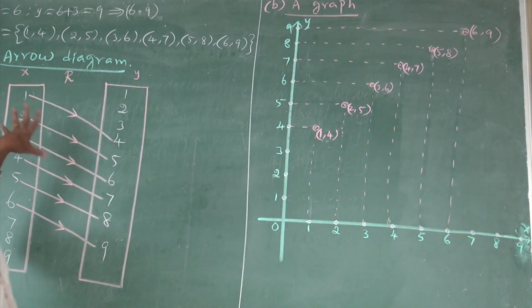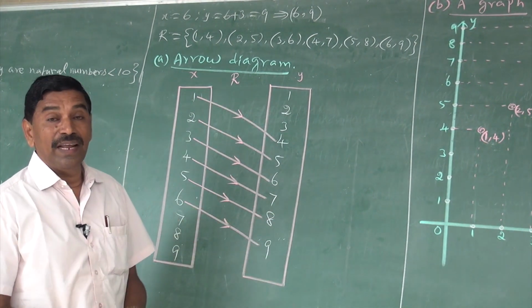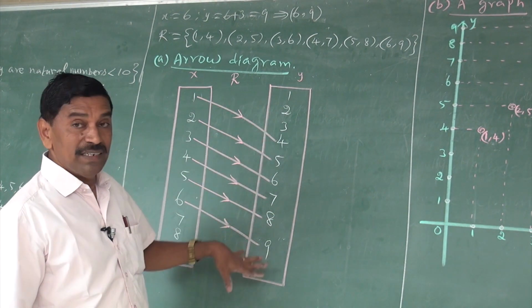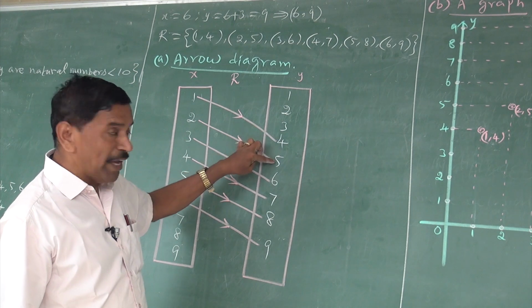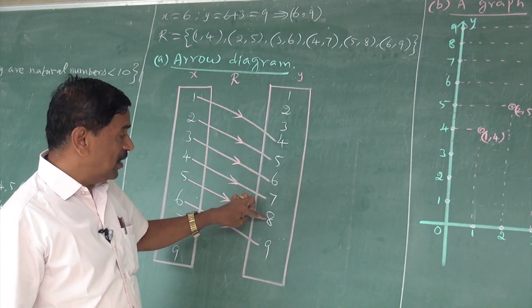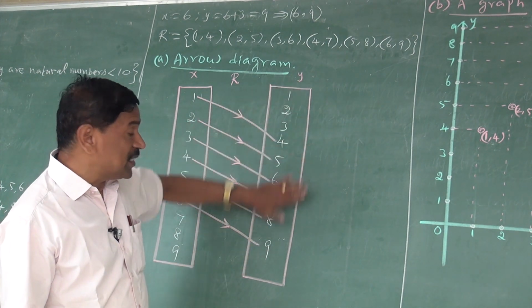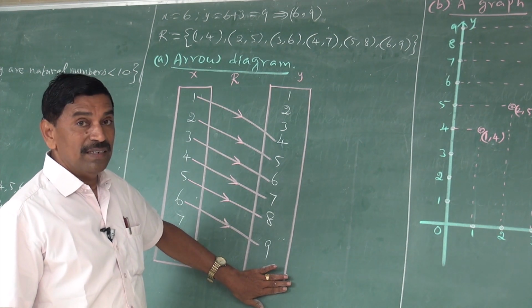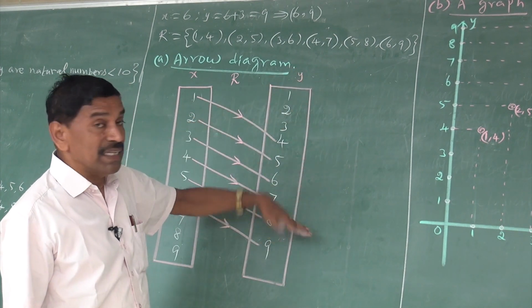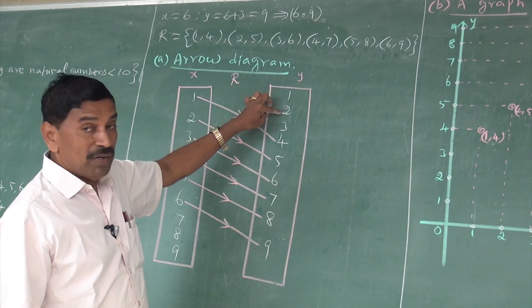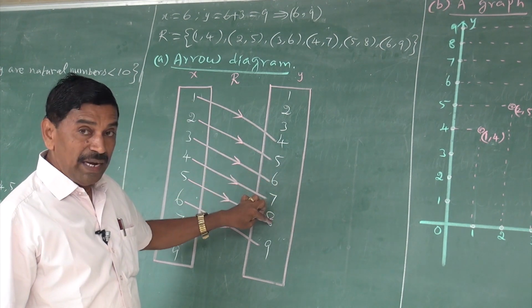And also from the arrow diagram, can you tell me what is the range of this relation? Yes. The range of this relation R is equal to 4, 5, 6, 7, 8, 9. Yes, your answer is correct. Next, can you tell me what is the codomain of this relation? Yes, all the elements in the y values. That is, the codomain of this relation is given by 1, 2, 3, 4, 5, 6, 7, 8, 9.